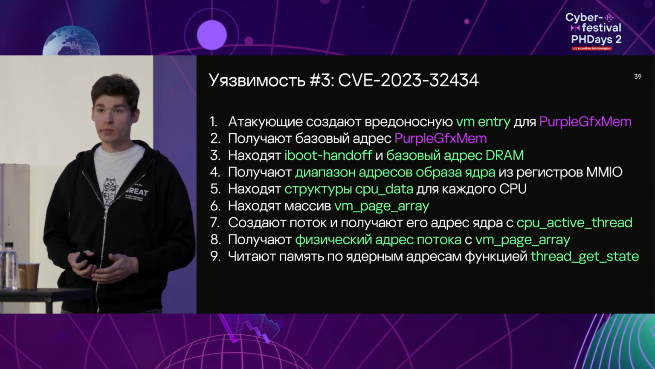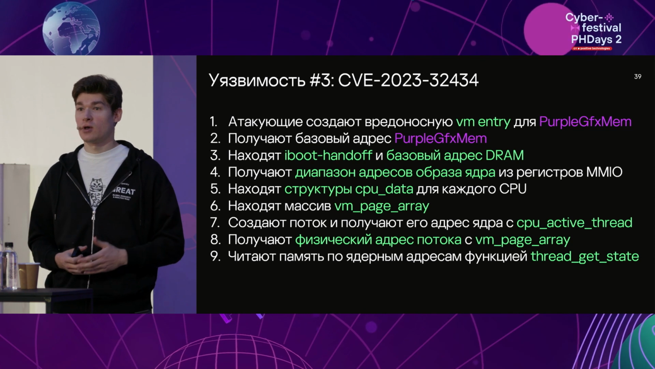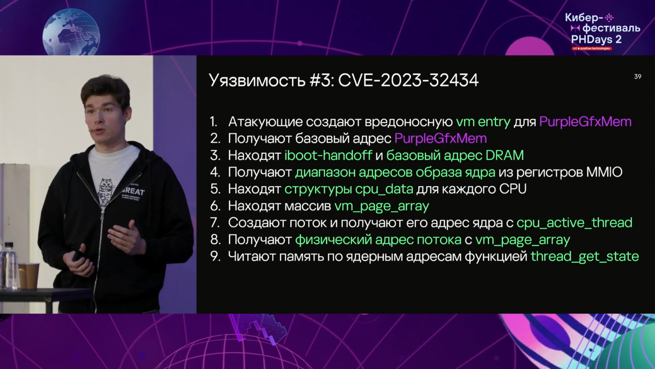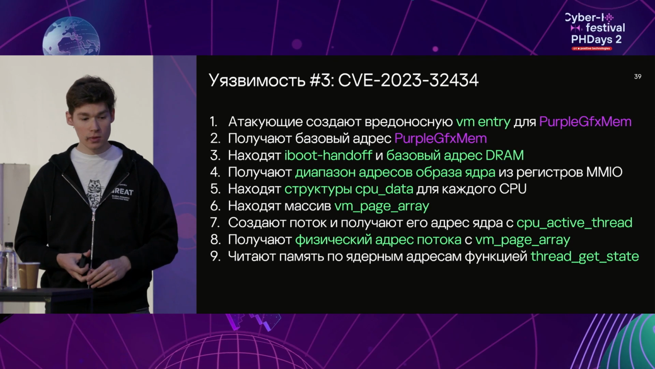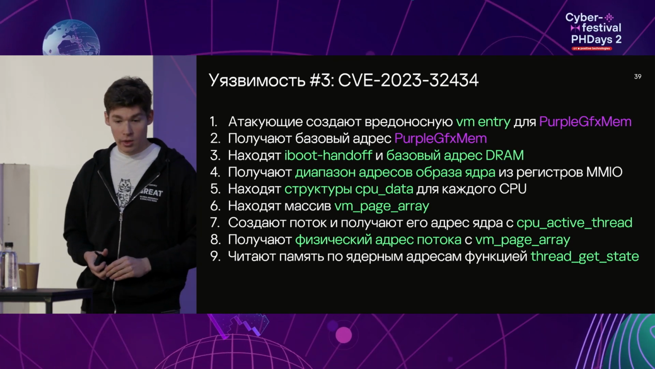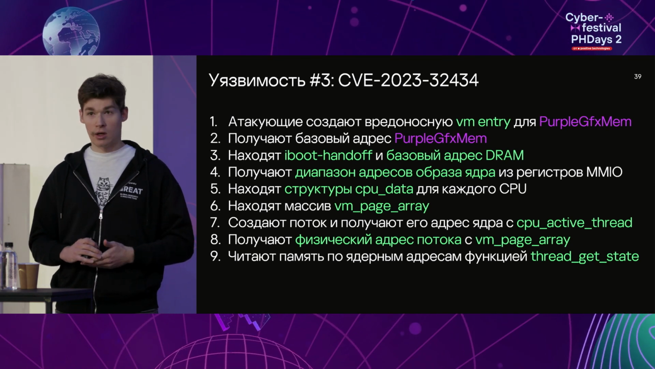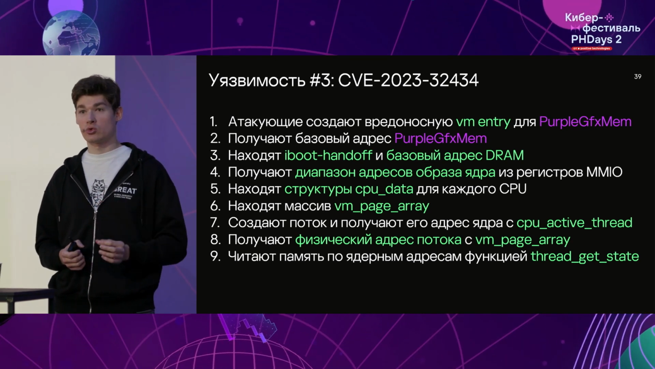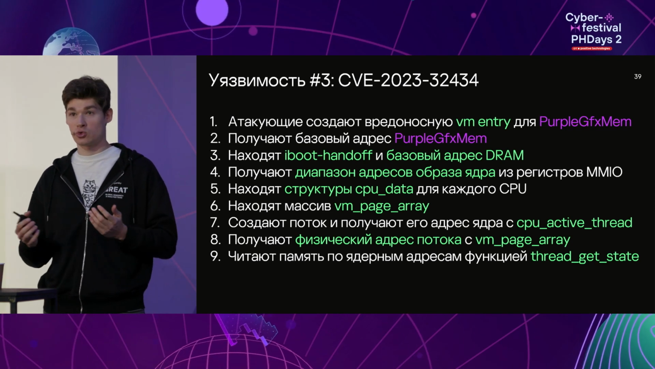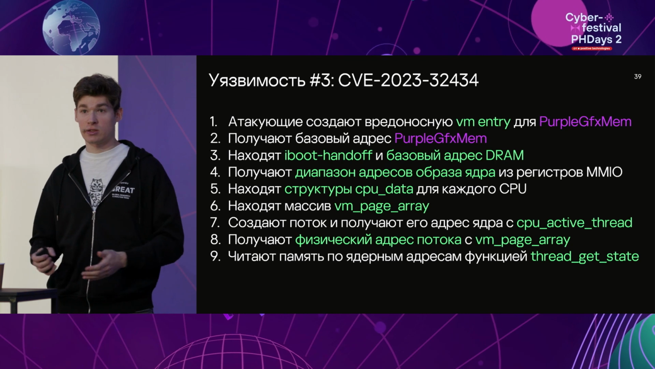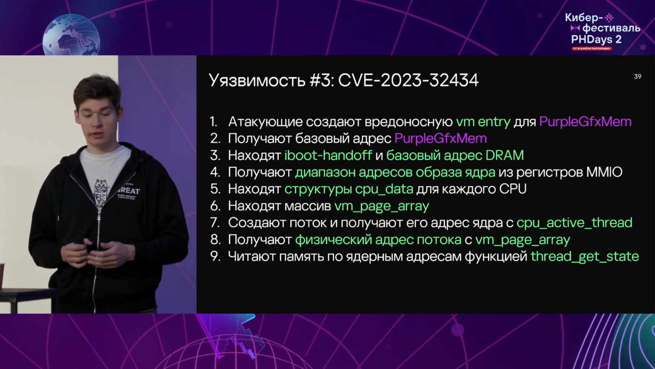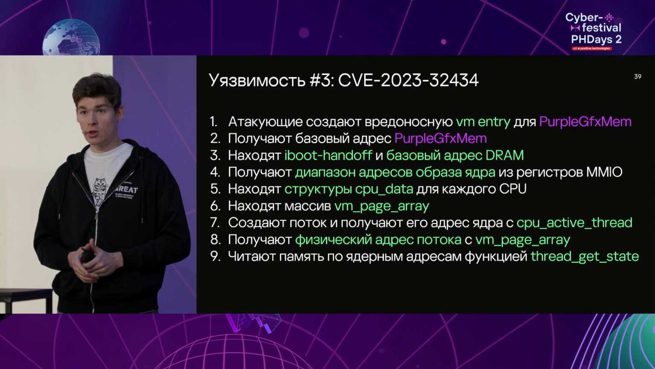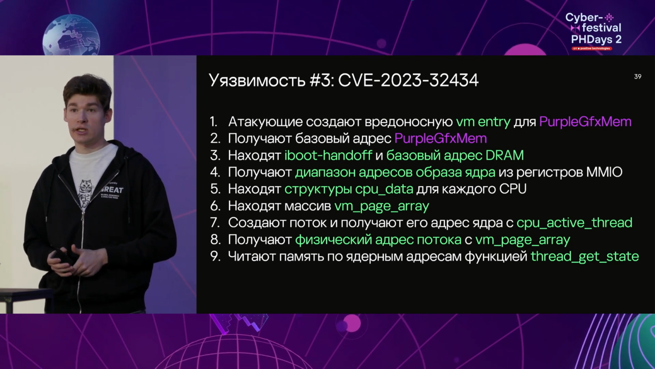And the adversary gets the DRAM address and the memory ranges, the core codes and hardware registers. They find CPU data structures for each CPU and also find a VM page array. They create a thread and get its address from CPU active thread. And then they can get a physical address to the thread from VM page array. Then they can read any core addresses.